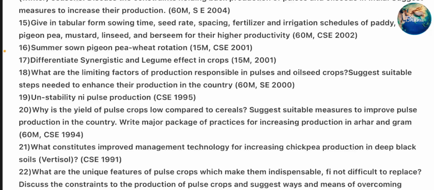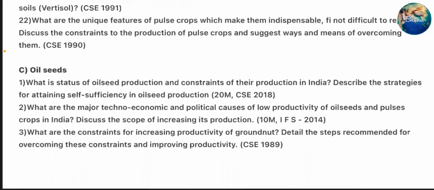Question 22. What are the unique features of the pulse crops which make them indispensable, if not difficult to replace? Discuss the constraints to the production of the pulse crops and suggest ways and means of overcoming them.